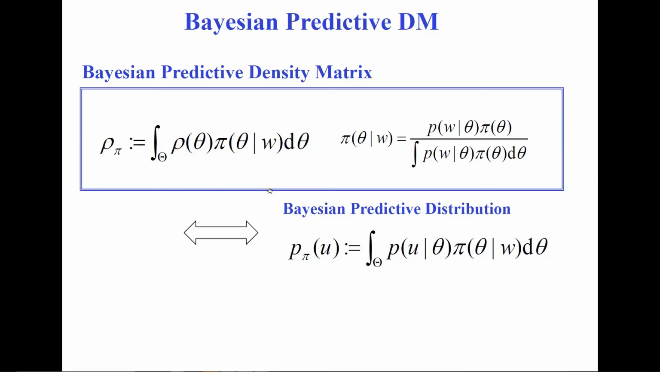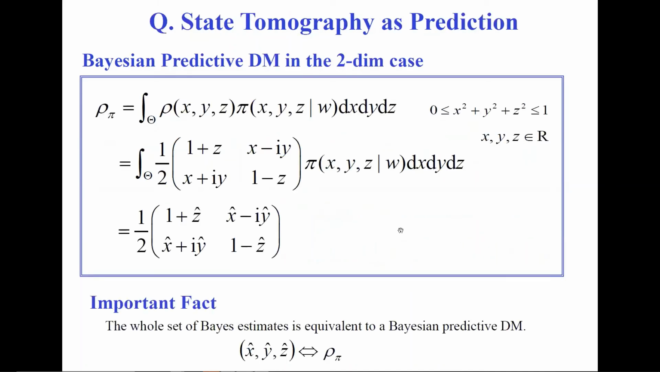And now, again, we can see the similarity between Bayesian predictive density matrices, of this kind of form, and Bayesian predictive distributions, with this form: the average of the probability distribution with respect to the posterior. This is seen in the last talk. Now, in our viewpoint, we can consider quantum state tomography as prediction.